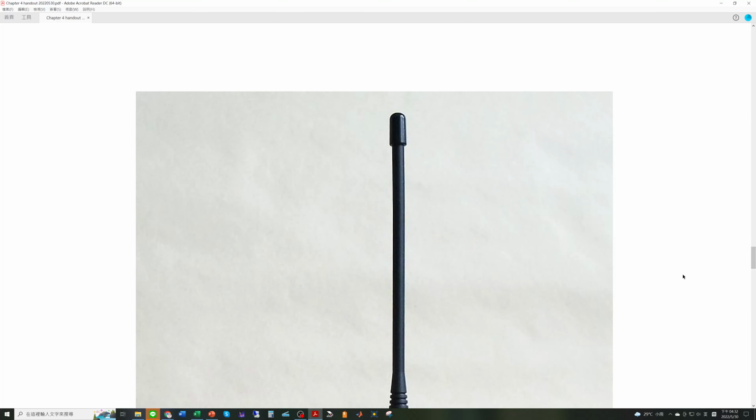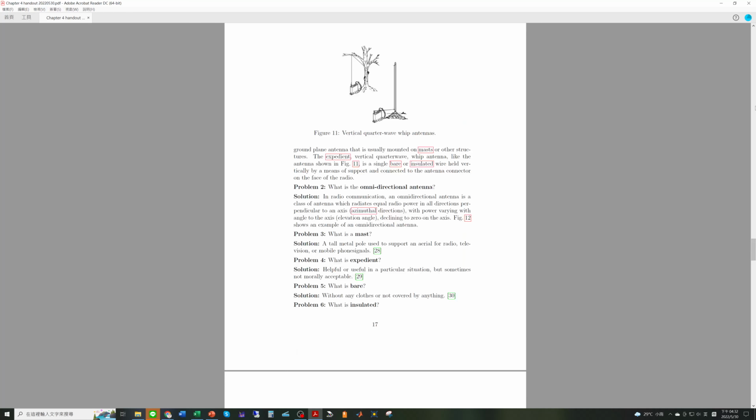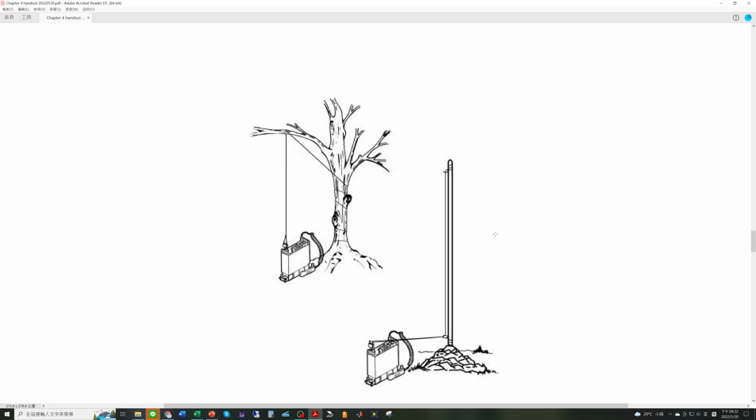So, I need to make it smaller. Good. So figure 12 is an example of an omnidirectional antenna, a whip antenna, this one, on a walkie-talkie. Let us go back to figure 12.